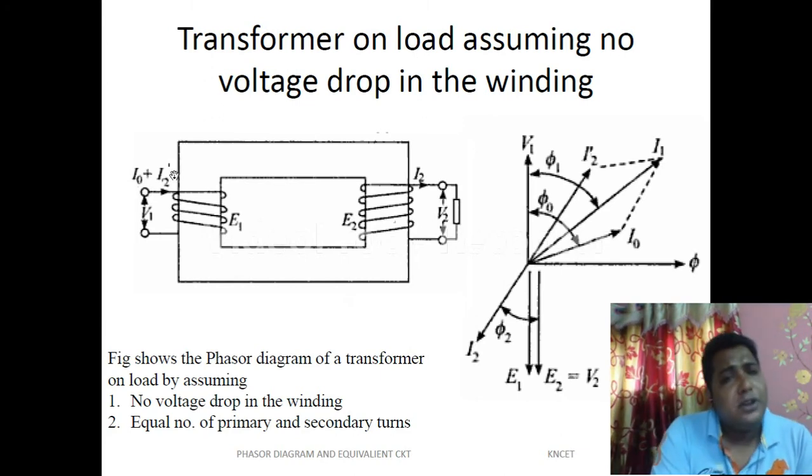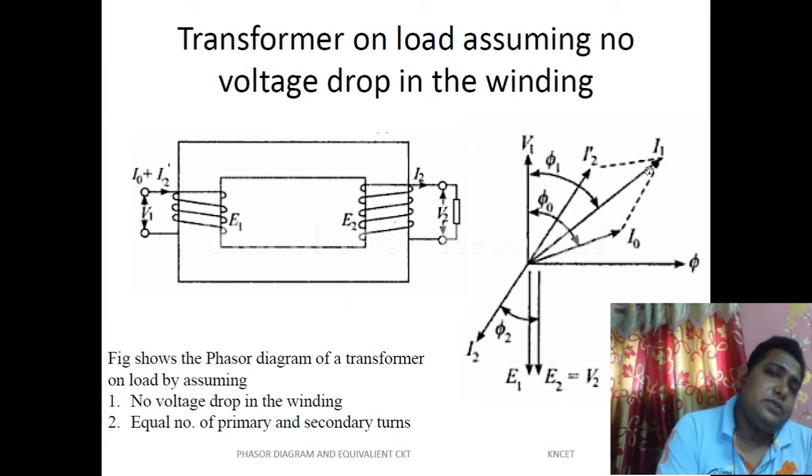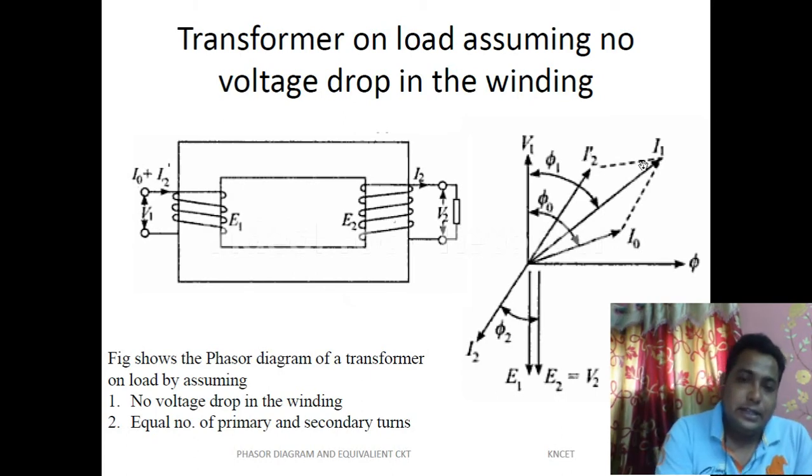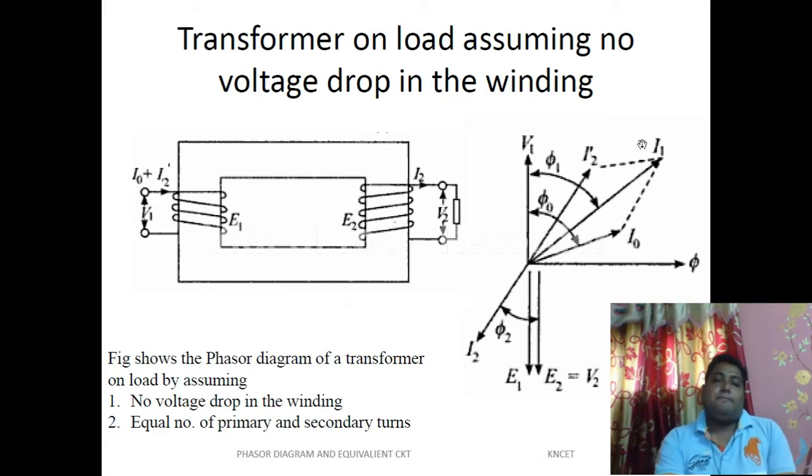Now we have to draw the phasor scheme of these two currents. As we can see over here, this is the I naught current, this is the I2 bar current, and the summation of these two currents is this one, the I1 current. So when the secondary side is shorted and its circuit is complete, this amount of current is actually flowing in the primary circuit.